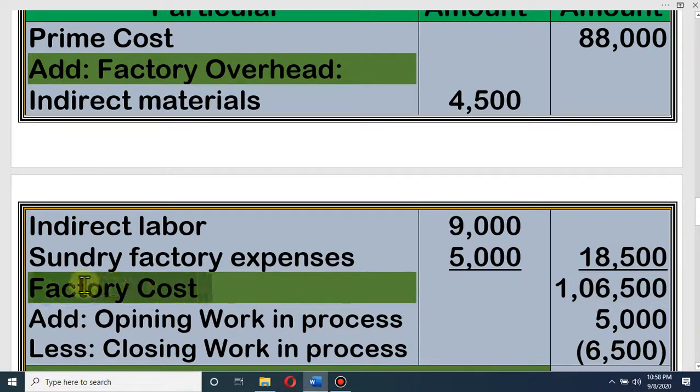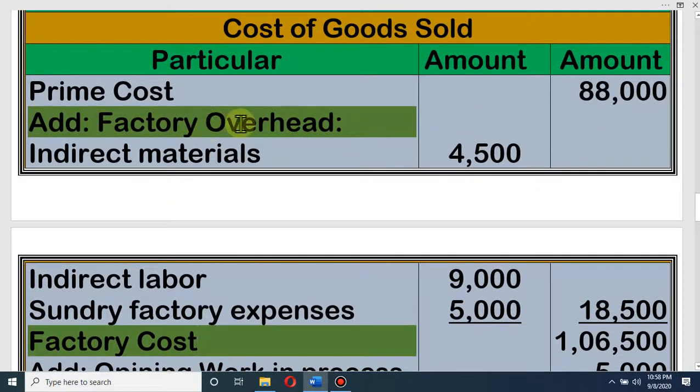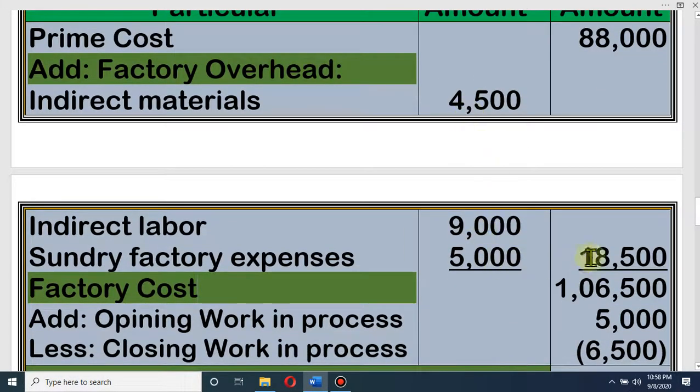This may be a requirement for our exam, but this time this is not a requirement, this is a part of cost of goods sold statement. Dear student, I am telling again the same thing. Prime cost it is 88,000 from A. Then add factory overhead, we have three factory overhead together, it is 18,500. So prime cost 88,000, add factory overhead 18,500, so factory cost is 1,06,500.